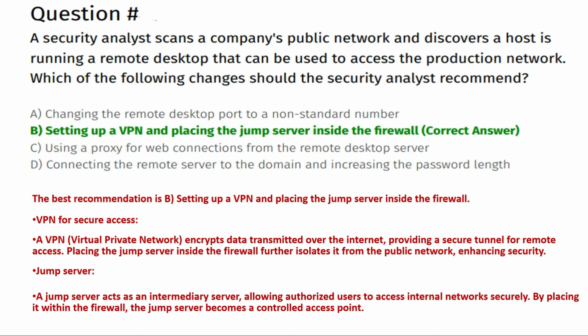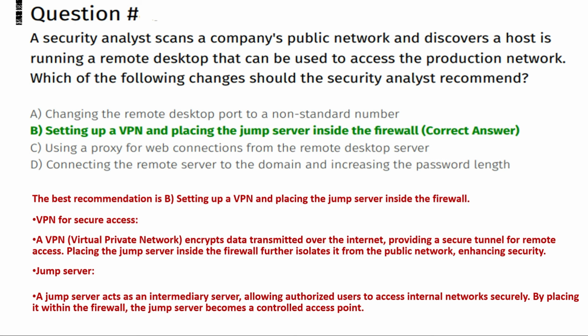A security analyst scans a company's public network and discovers a host is running a remote desktop that can be used to access the production network. So which of the following changes should the security analyst recommend? Option A, changing the remote desktop port to a non-standard number. Option B, setting up a VPN and placing the jump server inside the firewall. Option C, using a proxy for web connections from the remote desktop server. Option D, connecting the remote server to the domain, increasing the password length.